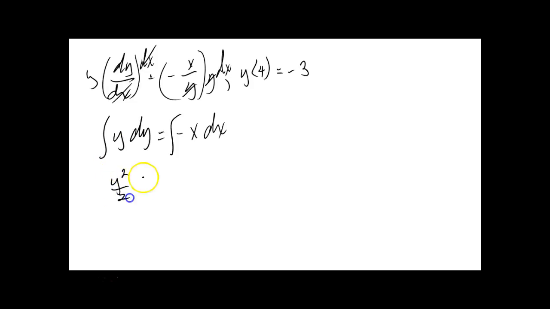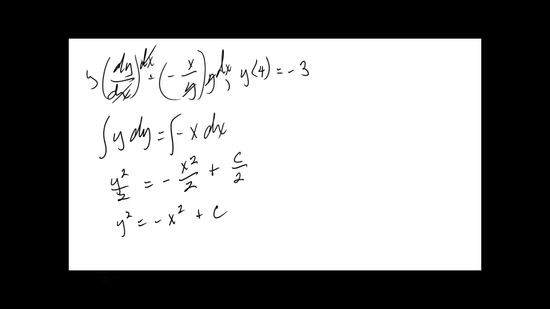Y squared over 2 is equal to negative x squared over 2 plus, why not c over 2? Any reason not to? And that way I can just say y squared is equal to minus x squared plus some constant c. Okay. Now what is that? What's that describing geometrically? Yes, it's a whole bunch of circles, c being the radius, the square root of the radius, right?